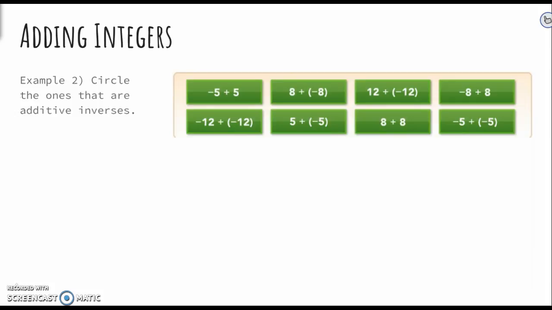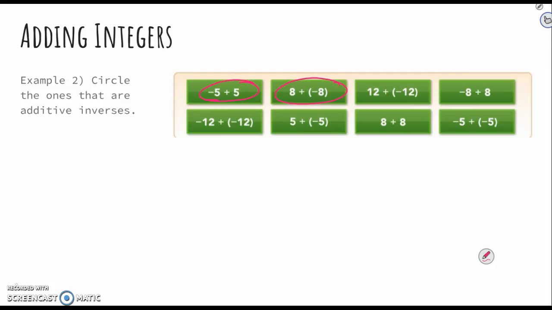Let's look at this example. We're going to circle the ones that are additive inverses. Remember, additive inverse means you're adding a number to its opposite. If we look at the first one, negative 5 plus 5, the opposite of negative 5 is positive 5. So negative 5 plus 5 are additive inverses. Next we have 8 plus negative 8. I know that the opposite of 8 is negative 8, so here I'm adding additive inverses.